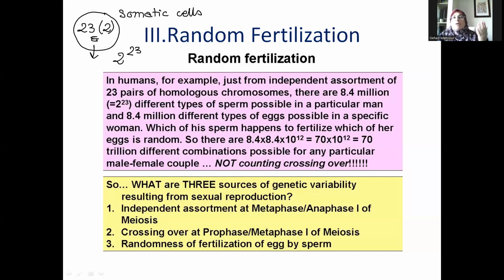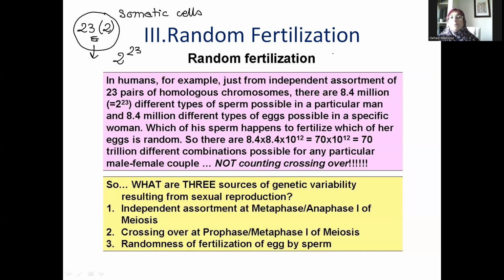So you might have a gamete where all paternal chromosomes are on one side and all maternal chromosomes are on the other side. You might have, for example, gametes where half of the paternal chromosomes are on one side and half are on the other side along the equator of the cell. You have an unlimited number of possibilities, which is 2 to the power 23, which is 8.4 million. And the same applies to the female gametes.